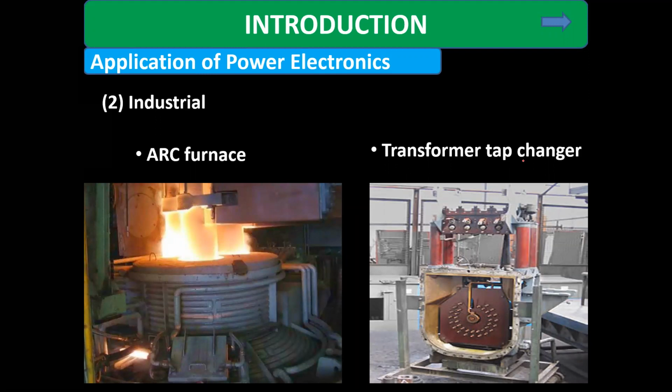Now, another application of power electronics is in industry. In industry, we use the arc furnace. The role of the arc furnace is to melt iron or any magnetic material. In this arc furnace we also use a power electronics circuit, wherein we control the flux by controlling the voltage, and through this, heating is generated in the coil. So this is the arc furnace that you can see here.